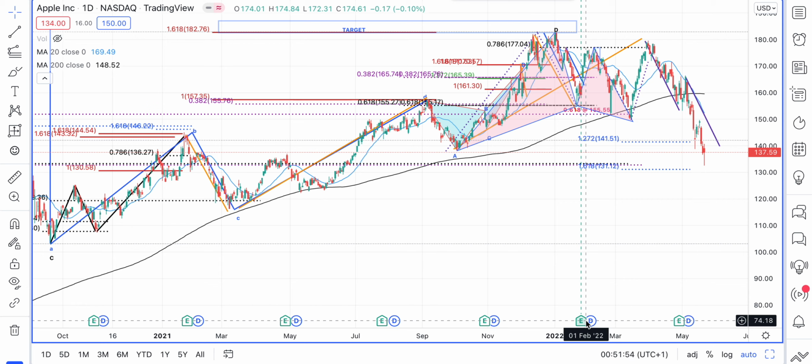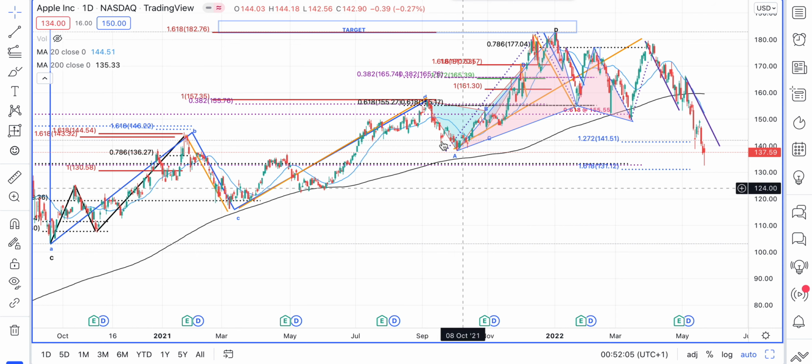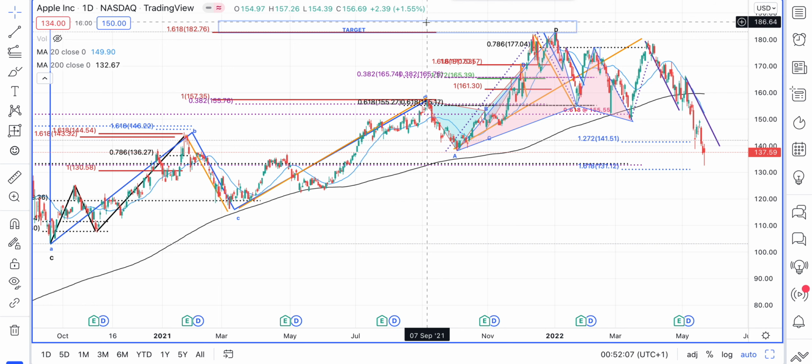Okay, so if you remember from our past videos, we were looking at a target of about 182 to 188 dollars per share for the top side for Apple, and this is exactly what we reached.